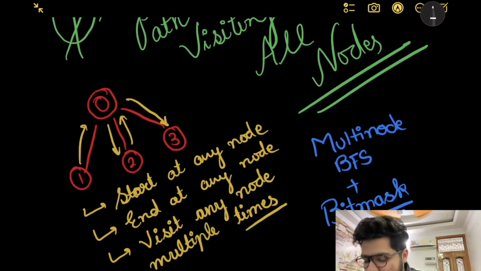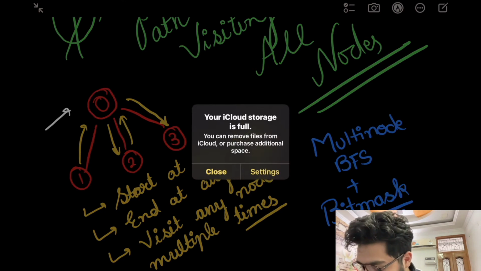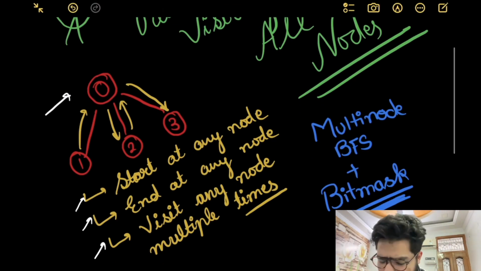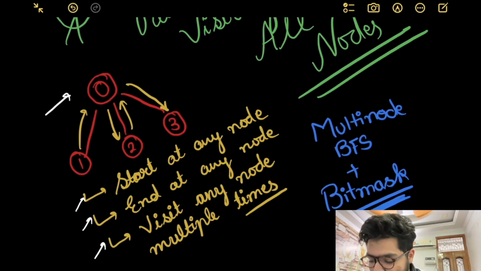You are given a graph having nodes. You could start at any node. You could end at any node. You could visit any node multiple number of times, and you have to tell what would be the shortest length of the path visiting all the nodes.